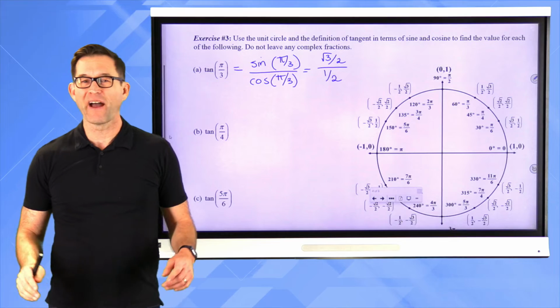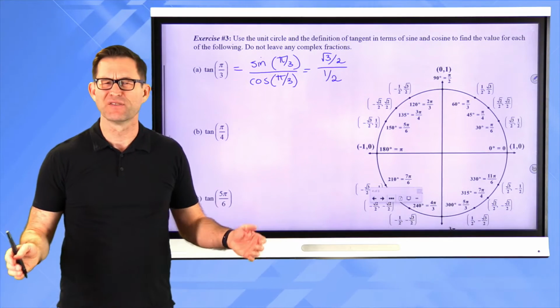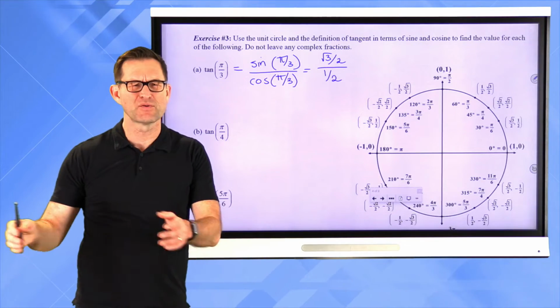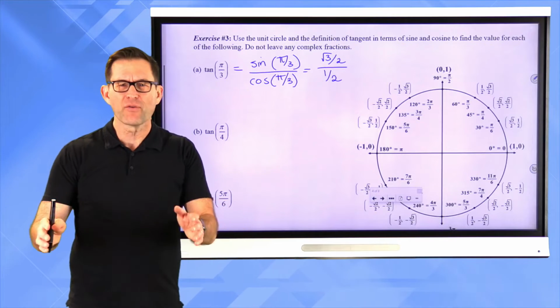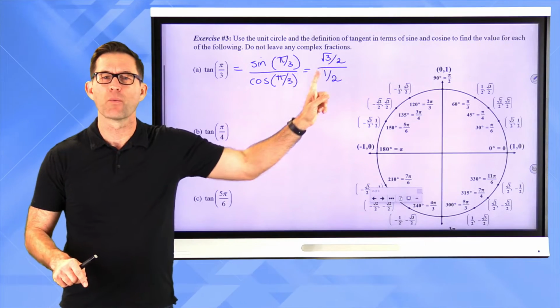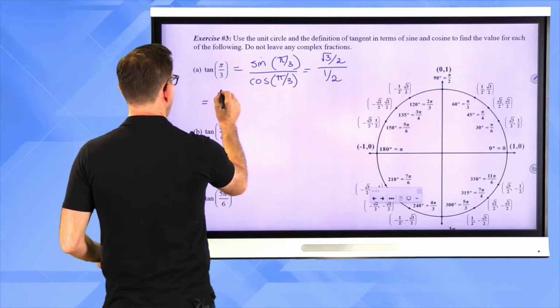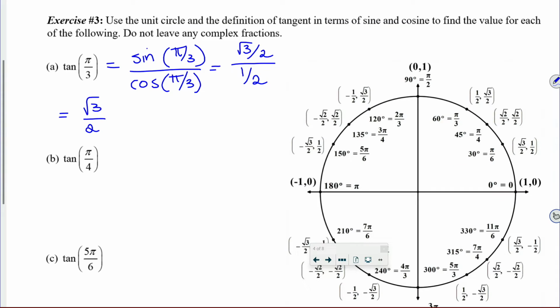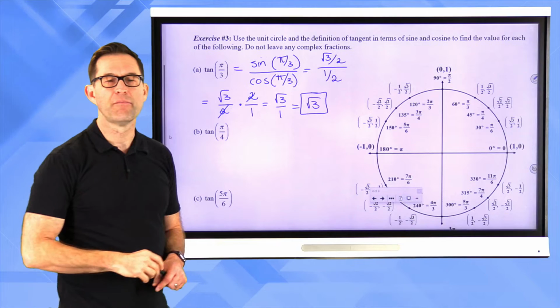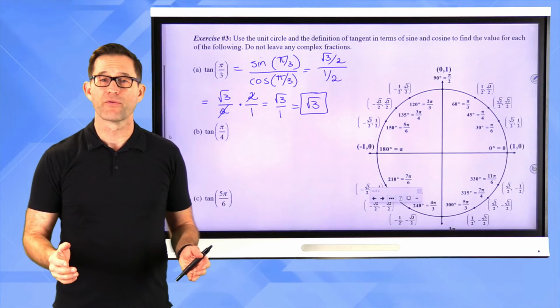But now let's go back to dividing two fractions. Let's do stay change or stay keep flip or whatever, right? We're going to take this fraction and multiply by the reciprocal of this fraction. I always forget how that mnemonic goes. This then is equal to root 3 over 2 times 2 over 1. Those two cancel. We get root 3 over 1, or just the square root of 3. So the tangent of pi over 3 is the square root of 3.